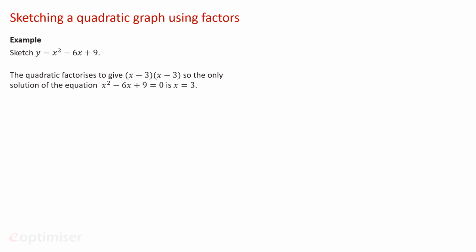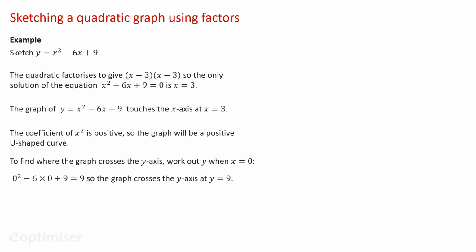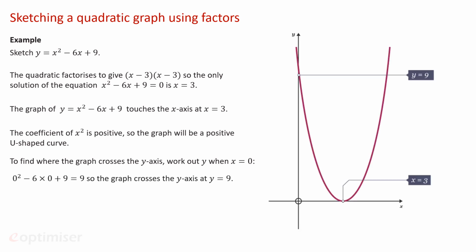So that's the first part we know. Also the coefficient of x squared is positive. Therefore, it's going to be a positive U shape. That we know. Also, it's going to cut the y-axis when x is equal to 0. If you place x is equal to 0, you'll be getting 9. So you know this information: it's touching the x-axis at 3, it's a positive U, and it's cutting the y-axis when x is equal to 0 at 9. So you can draw the graph like this one.